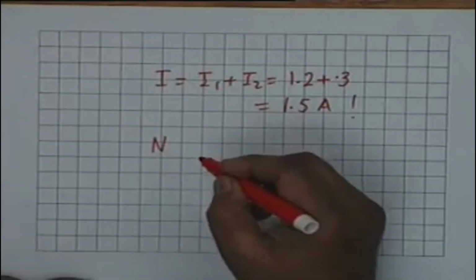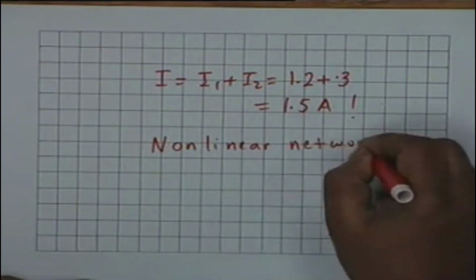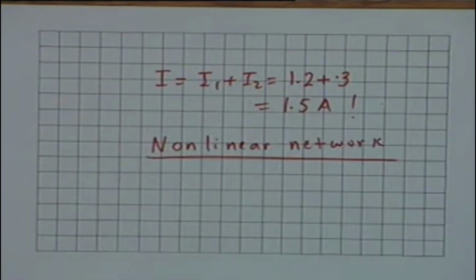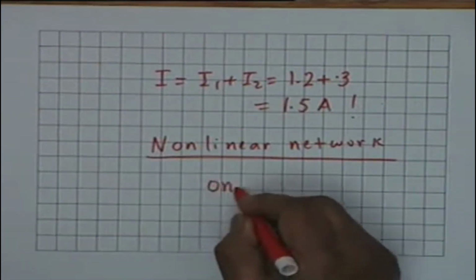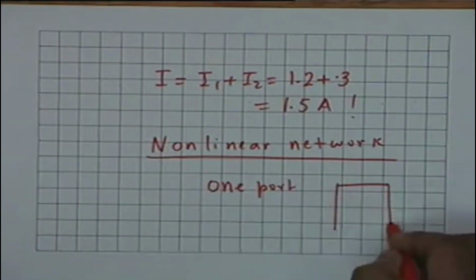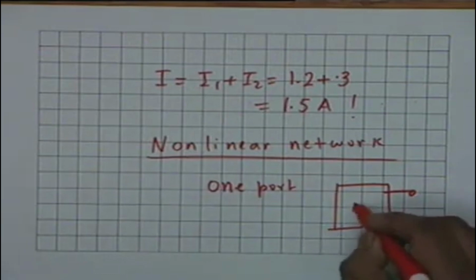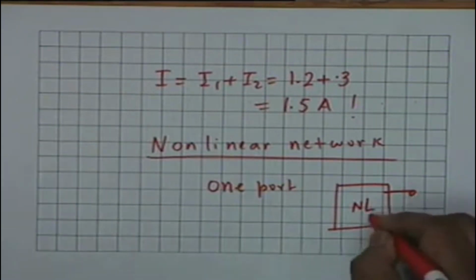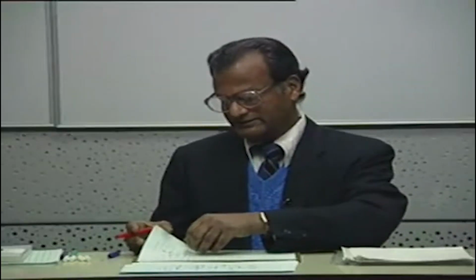Next we consider, we have talked about linear networks. Let's see what happens if we have a non-linear network. And to keep life simple, we first consider a nonlinear one port. A nonlinear one port means a network having available only two terminals, only one port or a pair of terminals, a nonlinear network, NLN. Obviously, if this network is a resistive network, then you can call it a nonlinear resistor. Let's consider first a nonlinear resistor.